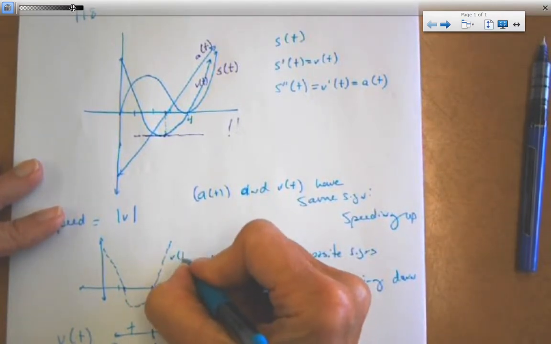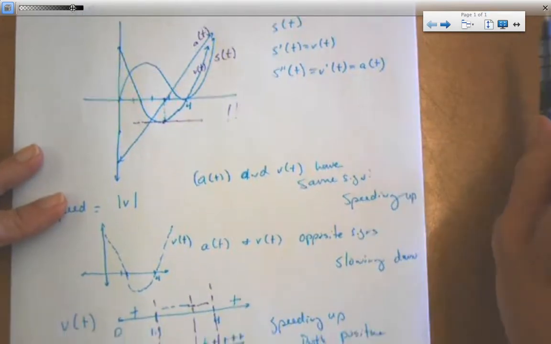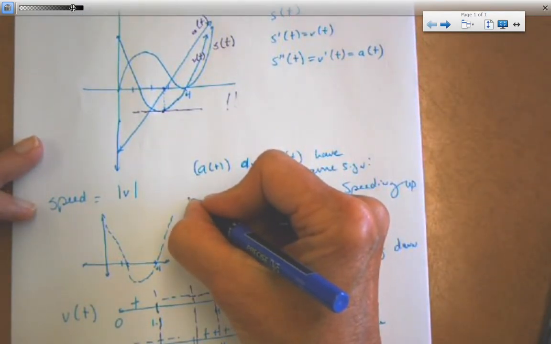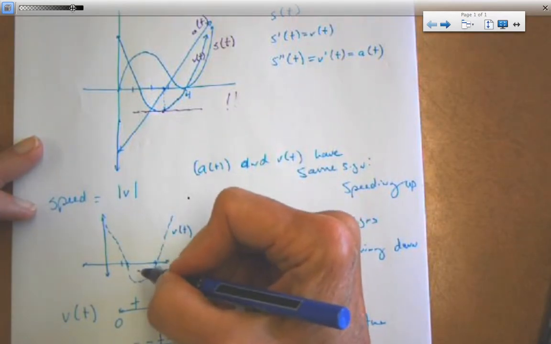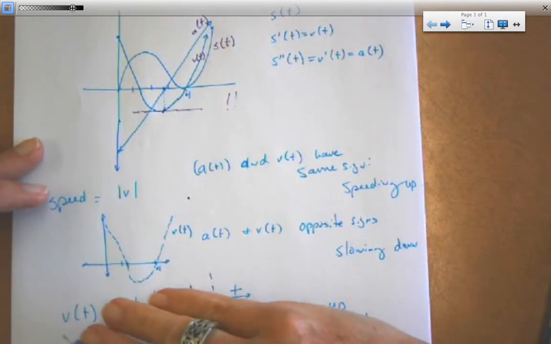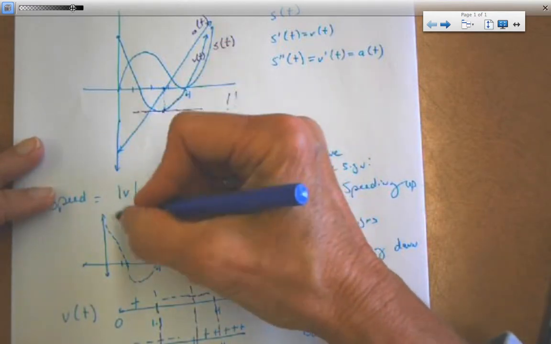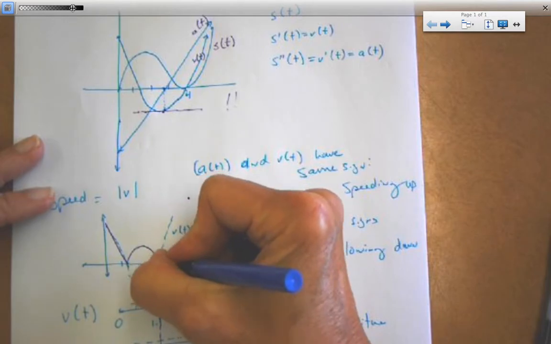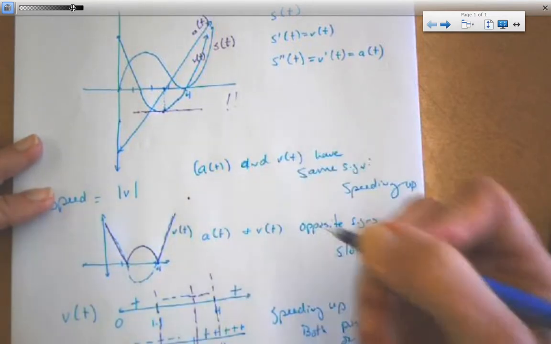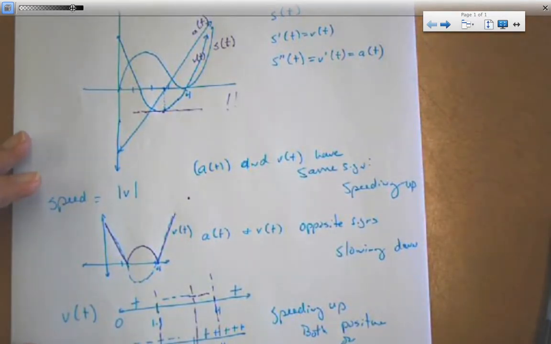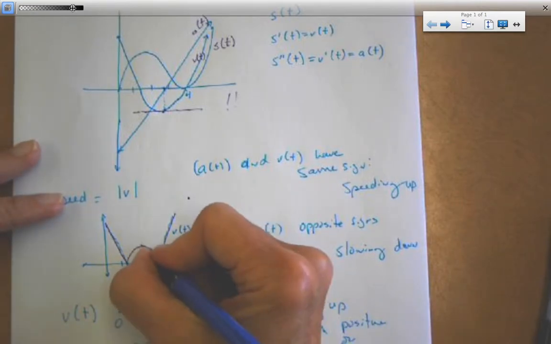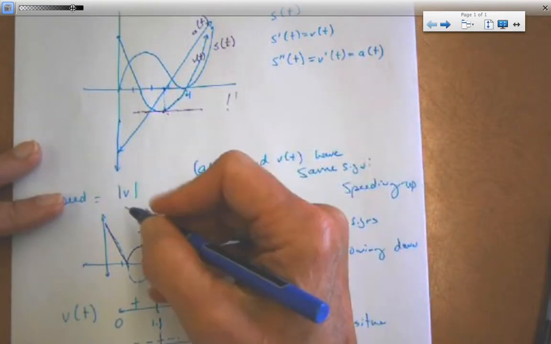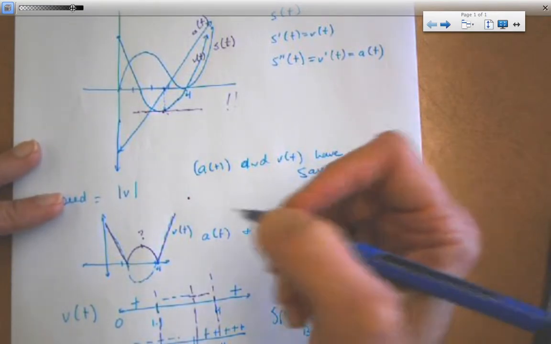But I want to talk about speed. I'm going to take the absolute value of velocity. So taking the absolute value of this graph means everything below the axis is going to pop above the axis. So speed would look like this. And you'd have to realize that this point right here corresponds to the lowest point on the graph, which we said was about 2 3/4.